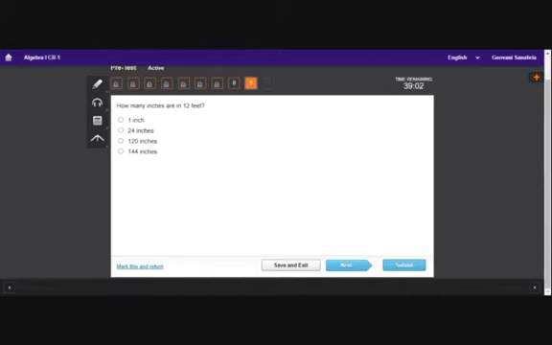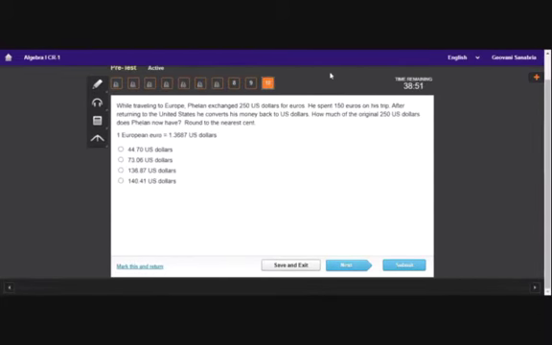Okay, well, 144, right? How many inches are in 12 feet? Yep, because it's 12 inches in every single foot, and there's 12 feet. So, yep.